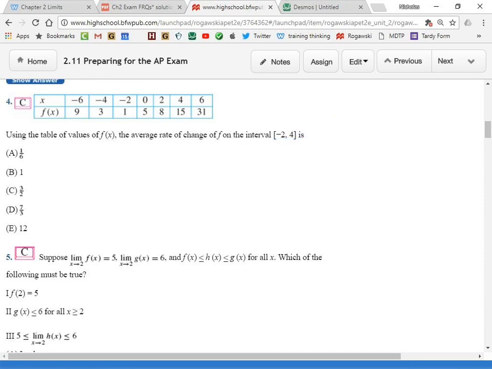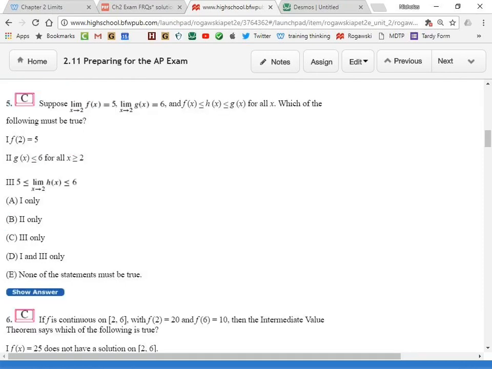They kind of give us everything that we need in our table. So we have a -2, and what's the y value for that one? 1, and we're given 4, is that 15? Yeah, 4 is 15. So all we have to do is 15 minus 1 on top, and then 4 minus -2 on bottom. If you change the order, it's fine. You'll get the same answer. We have 14 over 6. That's going to be 7 over 3. And so that's D.